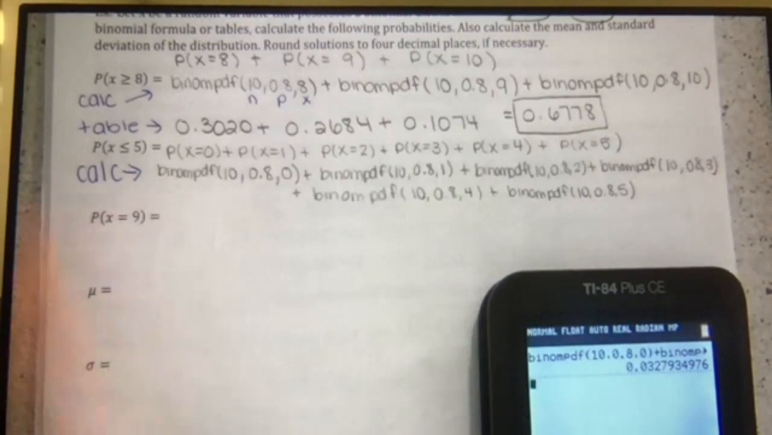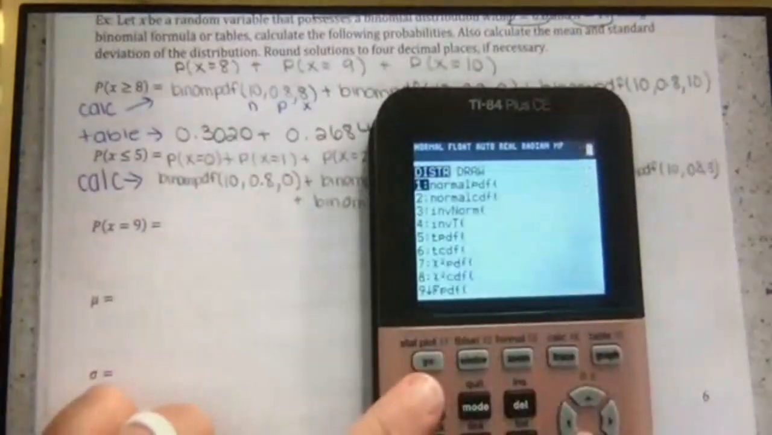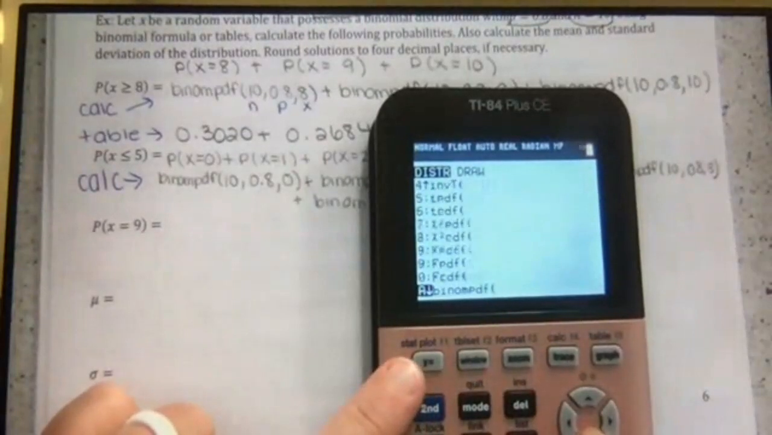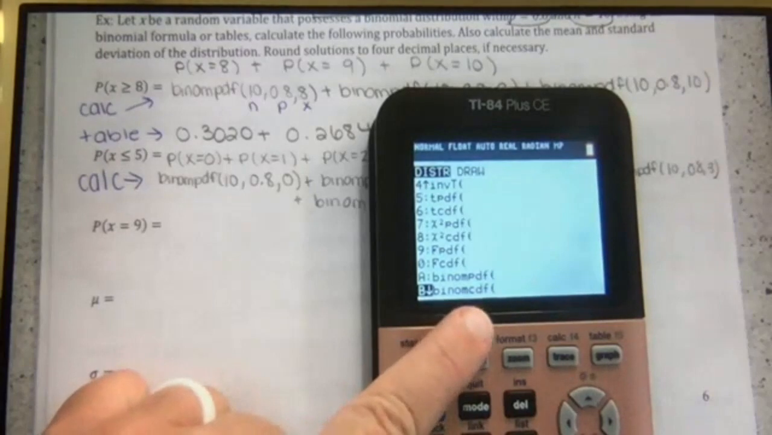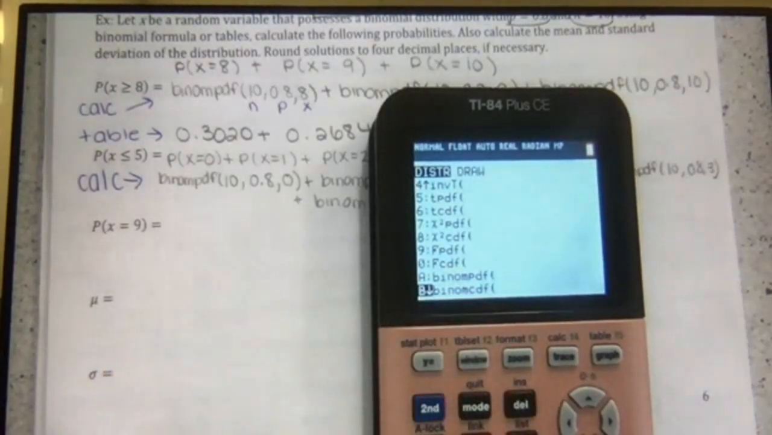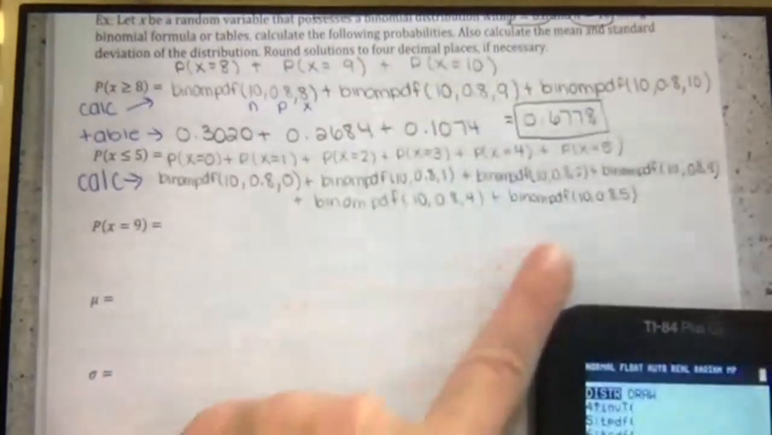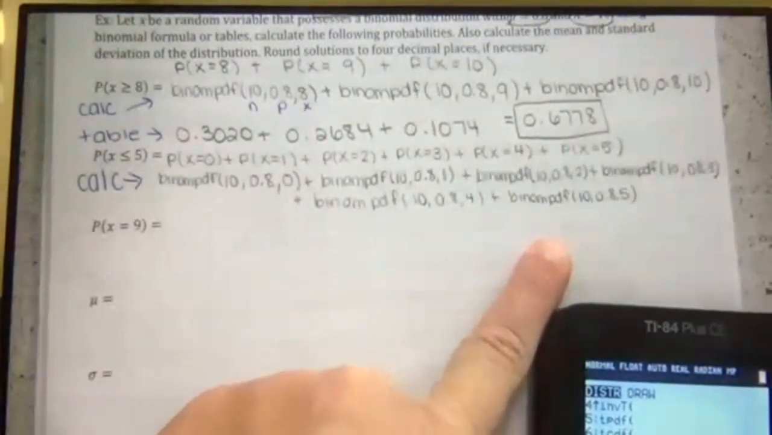So another option as a shortcut in your calculator is if you go to second vars and you scroll down, it'll also say binom CDF. That CDF means it's cumulative. So just like we talked about cumulative frequency, or a cumulative final exam, that means you're going to take a final exam on this stuff and everything that you learned before it. So that means it's going to be 5 and everything before it.